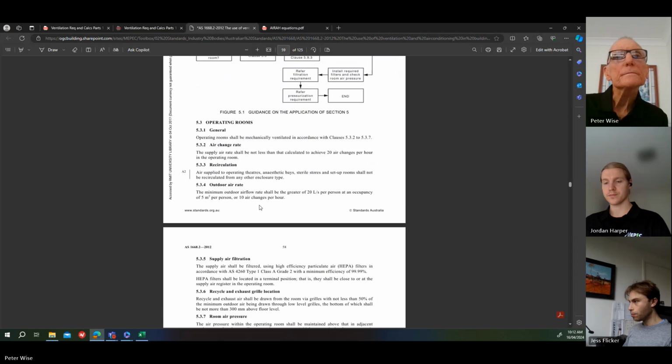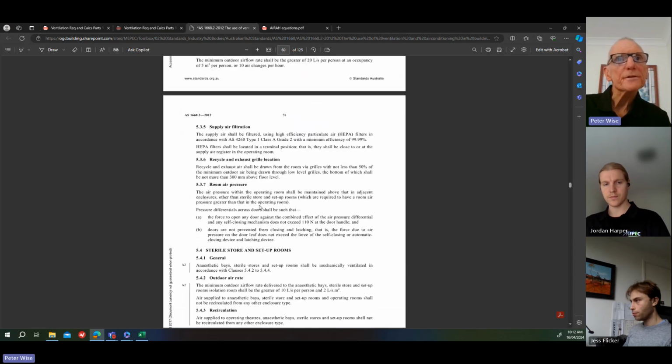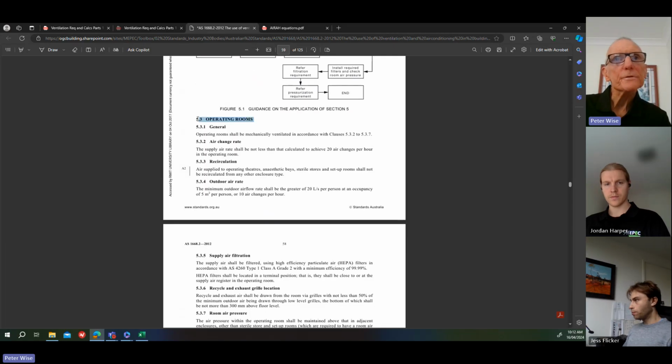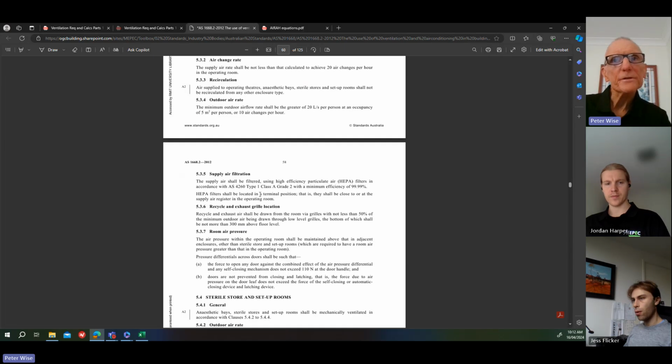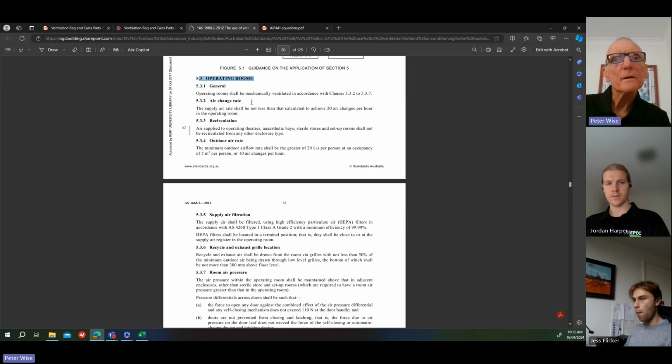Right, so you can read all the preamble there, but it talks about areas such as operating rooms, outdoor air rates, air change rate, supply air filtration, etc. Room air pressure. So all those things are important. An operating theatre is a good example. So this gives you a certain air change rate. It says here you need at least 20 air changes an hour. Minimum outdoor airflow rate shall be the greater of 20 litres a second per person, or 10 air changes an hour.